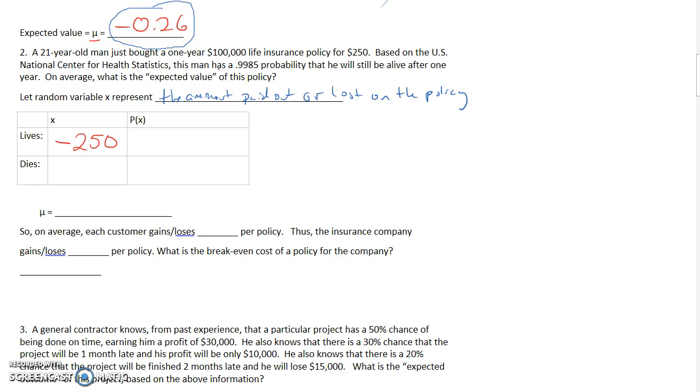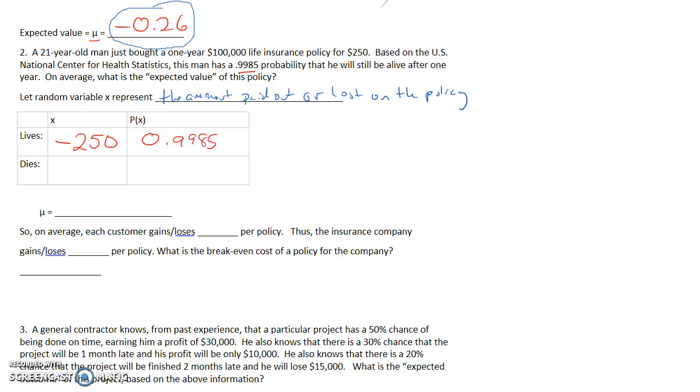What's the probability that he lives? It says, based on U.S. National Center for Health Statistics, this man has a 0.9985 probability that he will be alive after 1 year. So the probability that he lives is 0.9985.